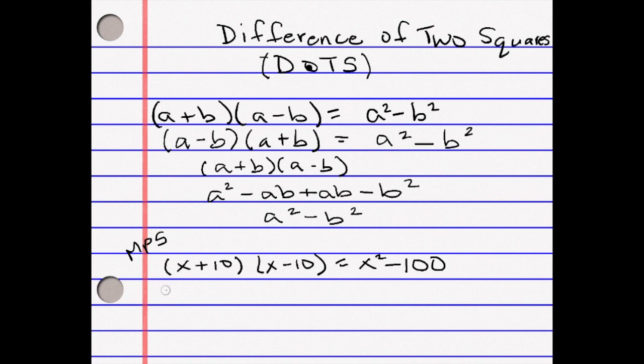So quickly write down monitoring progress 6. So 2x plus 1 times 2x minus 1. Okay, they're exactly the same binomial except one's plus, one's minus. Ding, ding, ding. That's a dots problem. Square the first, which makes 4x squared. Square the last, which makes 1. And the sign in between is always negative. Good job.